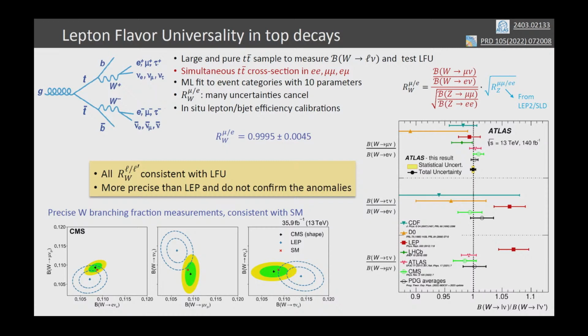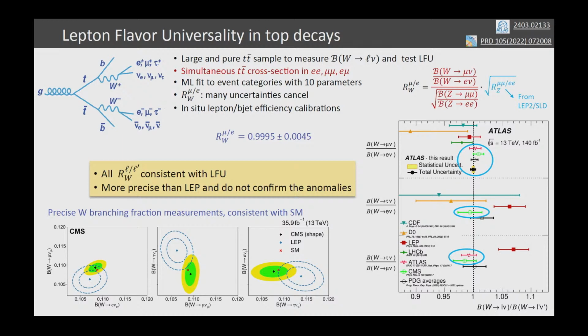And here you see the summary of the measurements, and in fact you can see that CMS has also performed a similar measurement, also tau to electron, tau to muon, where all come out consistent with lepton flavor universality, and we are not confirming this long-standing LEP anomaly.